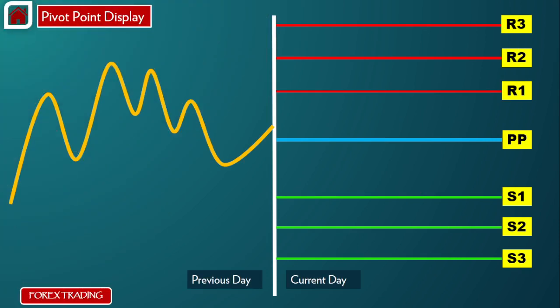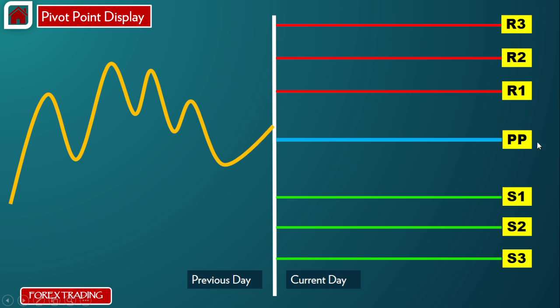Okay, this is how it looks. This is just a graph. We will also look at the real price chart. So you see this is the price movement going on, and then this is the previous day, and this is the current day. When we apply pivot point on our price chart, go to the technical indicator and apply pivot points, then this is how it displays on your chart.